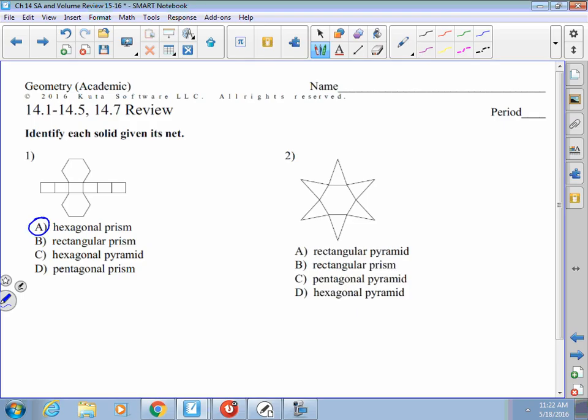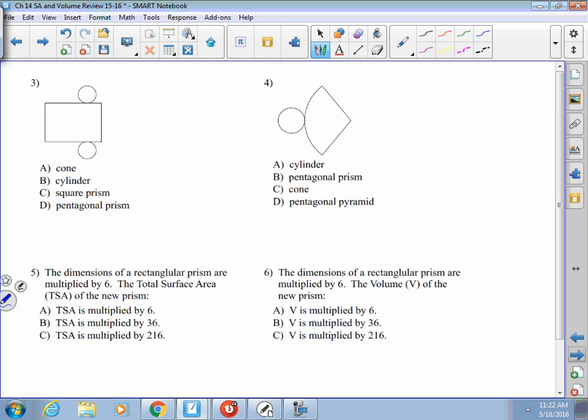Number 2, hexagonal pyramid. That was D. Then we have this set. Name the solid given the net. Number 3, cylinder. Number 4, cone.